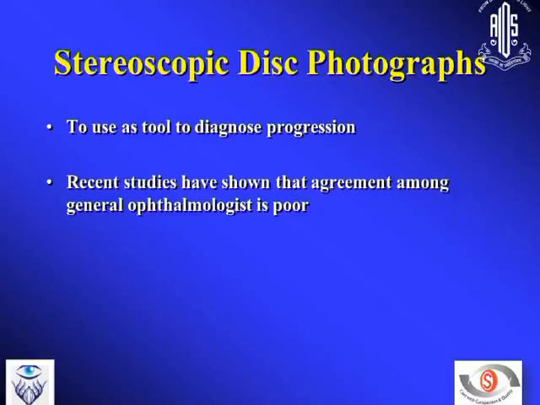The same thing with planimetry, it is good. Stereoscopic photography is the ideal way of assessing progression, but as I said, in clinical practice, it's very difficult to follow up the patients. Every time you take a photograph, go compare with the old photograph, look at the changes. Most of the time it is impossible in a busy practice. So it's a very good research tool, but not the ideal clinical tool.